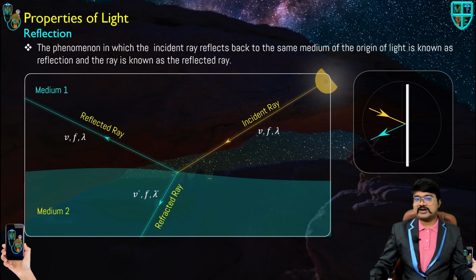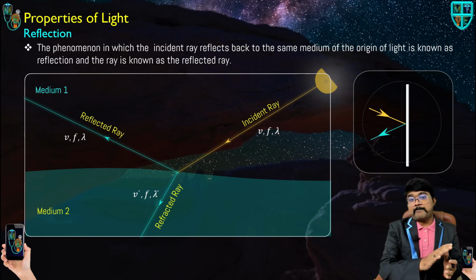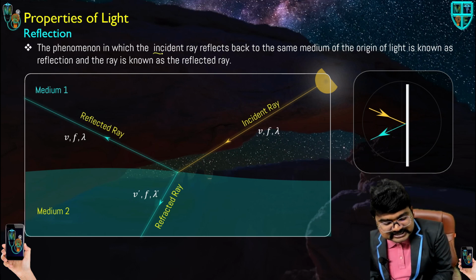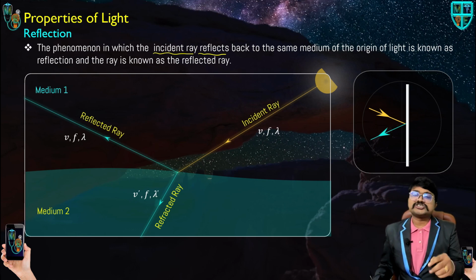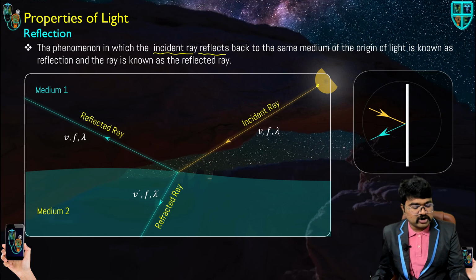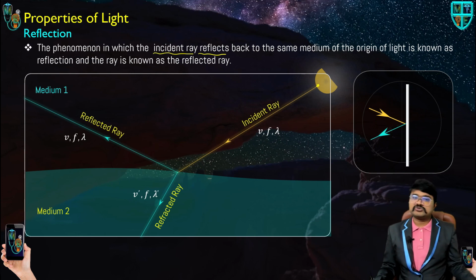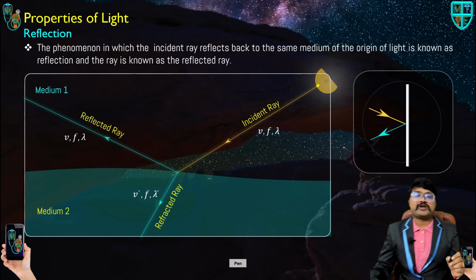Coming to the clear-cut definition of reflection: the phenomenon in which the incident ray reflects back to the same medium of the origin of light is known as reflection. The ray is known as the reflected ray. The origin of the light is the source, which is present in medium 1. It reflects back to the same medium. That is the basic phenomenon of reflection.